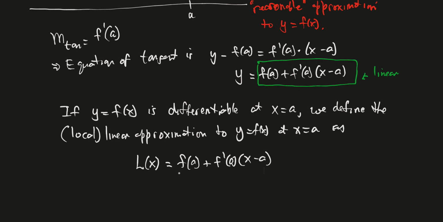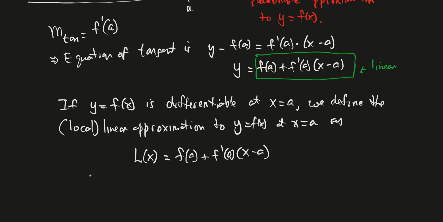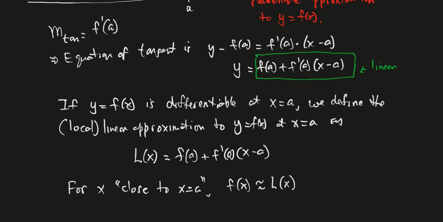Right? And again, let me state what I stated up there and say this. For x close to x equals a, our original function f of x can be approximated by this linear function. So I'll say this, f of x is approximately equal to L of x, right? And that's our linear approximation.